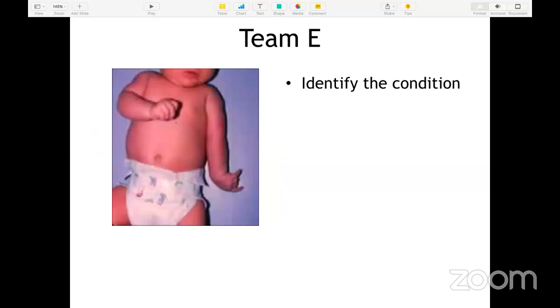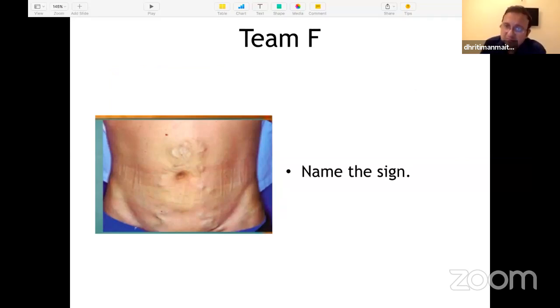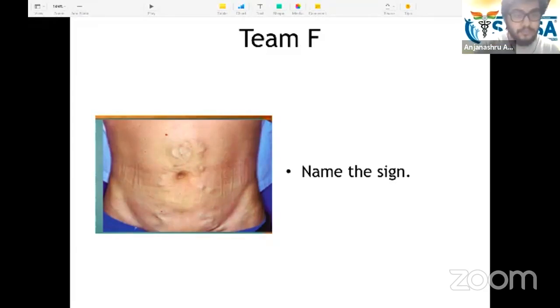Sriram, name the sign. You have to name the sign. Sir, Medusa head sign. It's Caput Medusae, that's right. But what is the sign called? It has a specific name after a scientist. I'll give you 5 if you just say Caput Medusae. It's also called Cruveilhier's sign, or however you pronounce it. Okay, now starting from Sriram, we move on to round 12. Sure. Starting from Sriram and going backwards.